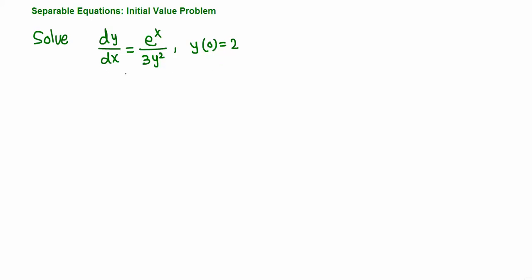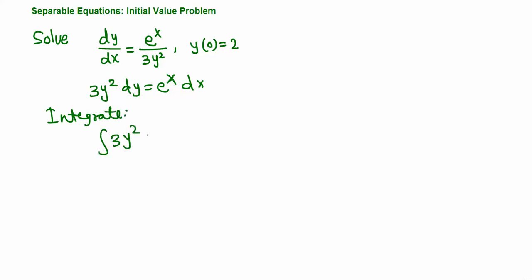Let's do it. First we consider the ordinary differential equation like before. Let's rewrite this with y on the left hand side and x on the right hand side. If we do kind of cross multiplying, then it's 3y squared dy equals e^x dx. In fact, this is the differential form, equivalent to the derivative form, and then we integrate both sides.